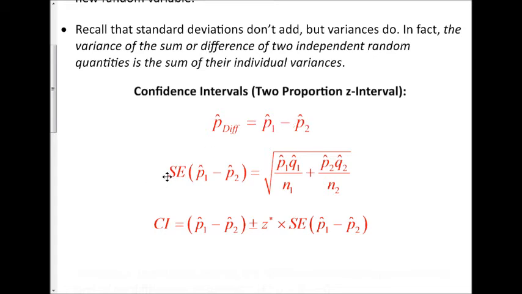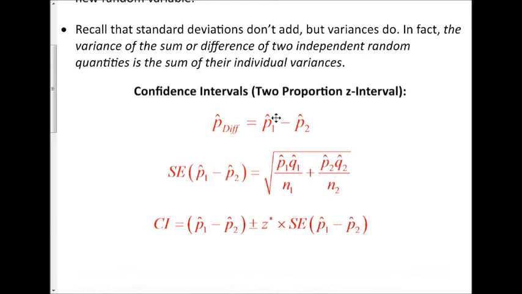The standard error, or how much variation there is between those two groups, is found by, and I want you to pay close attention to this, the square root of the sum of p hat q hat 1 over n1 plus p hat q hat 2 over n2. So basically this is the inside portion of the standard error for your first group plus the standard error for your second group.